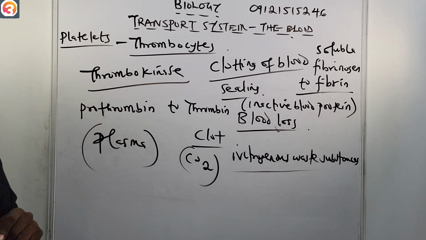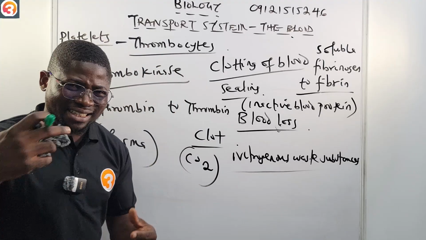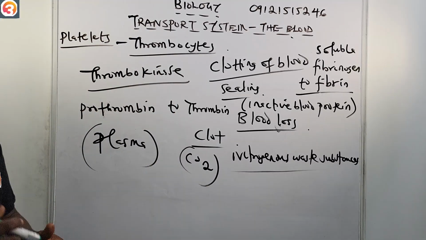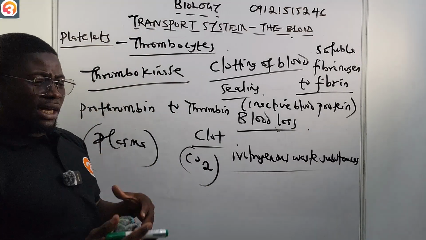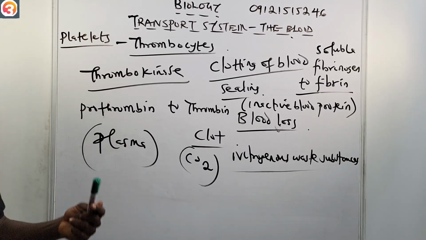Then we talk about the cellular part, which contains the cells of which the blood is made. That is the red blood cells, called the erythrocytes, the white blood cells called the leukocytes, and the platelets called the thrombocytes.